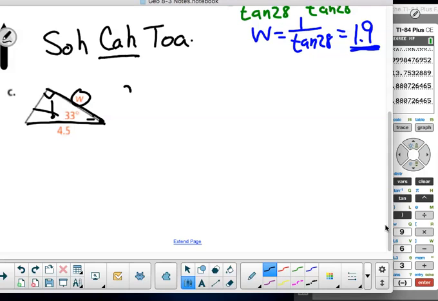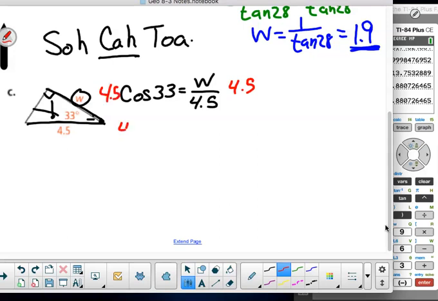So I have the cosine of 33 is equal to the adjacent over the hypotenuse. Okay, that's my setup. Now I just multiply by 4.5 on both sides. So I got 4.5 cosine of 33 is equal to W.